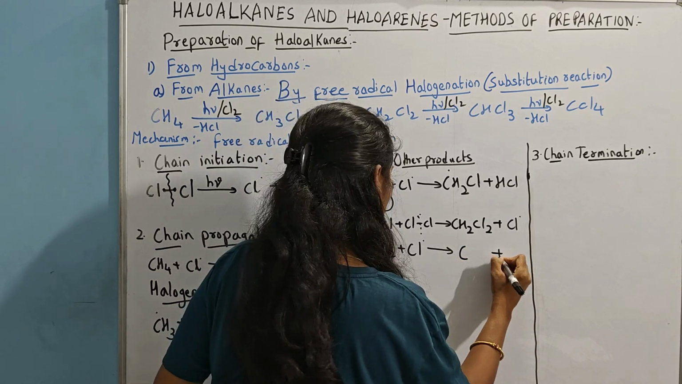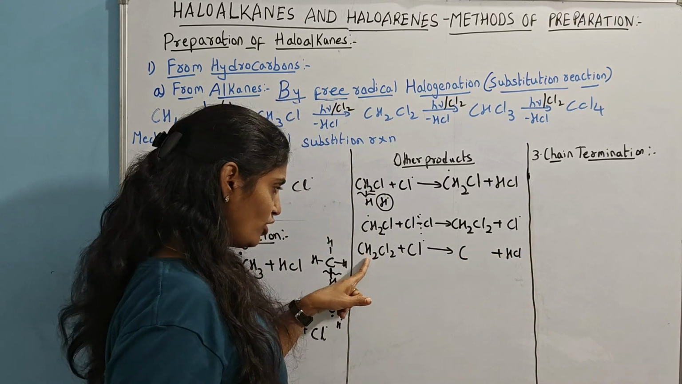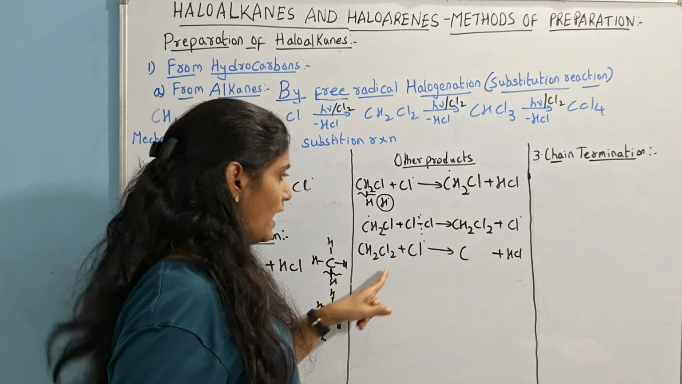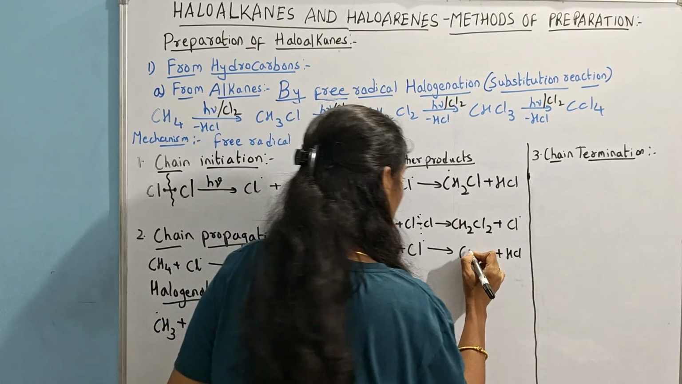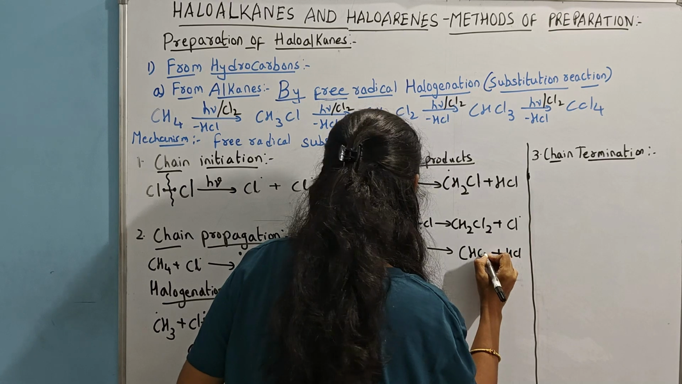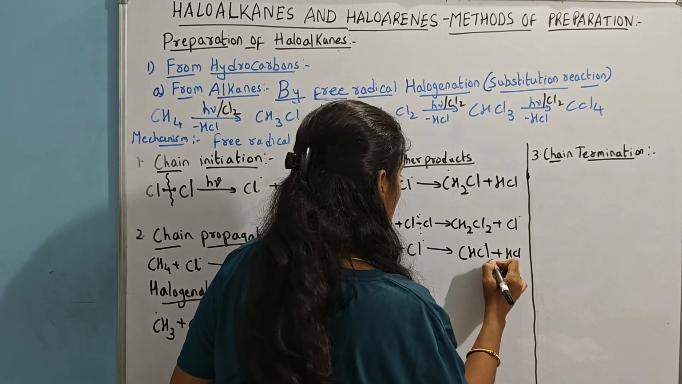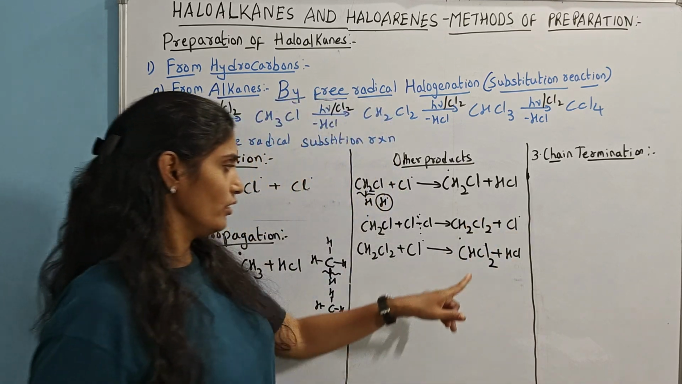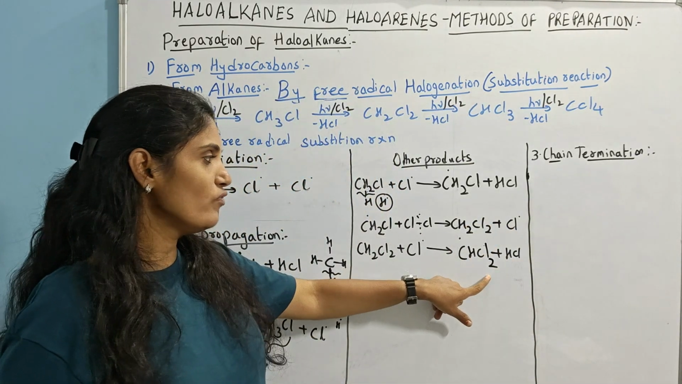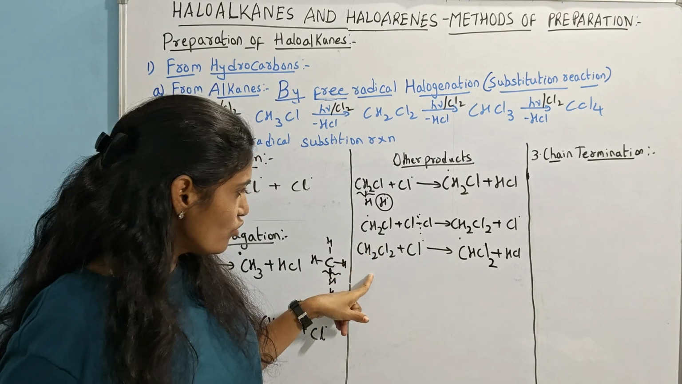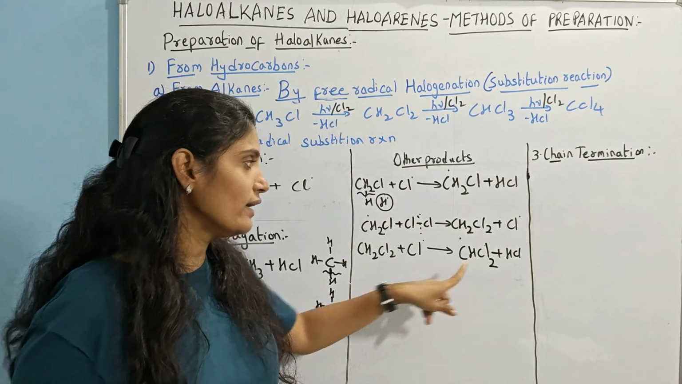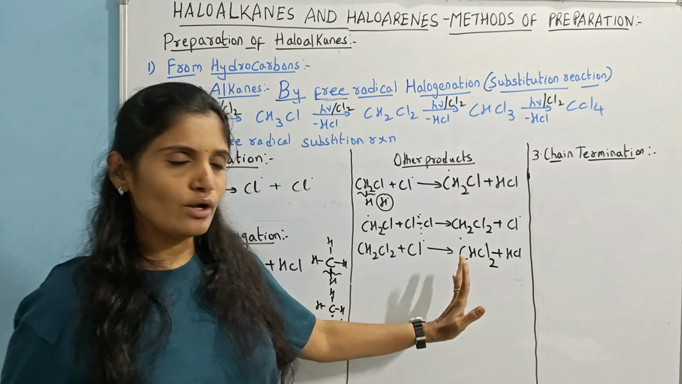Okay, here I will get HCl, because from here one hydrogen will break and will react with this. So here what will I get? I will get my CHCl2 free radical, because from here one hydrogen will go and react with chlorine free radical, giving HCl and the CHCl2 free radical.